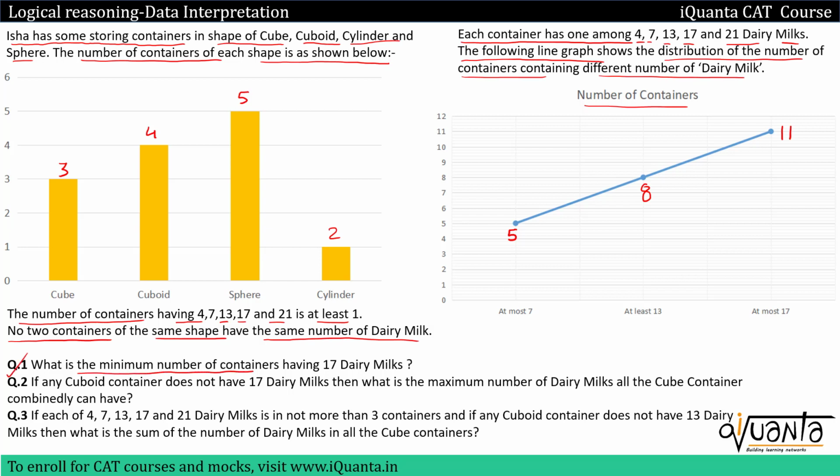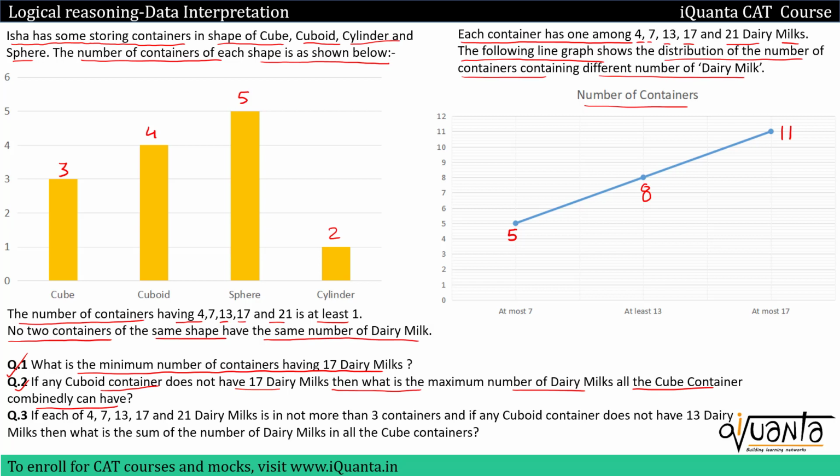First one is, what is the minimum number of containers having 17 dairy milks? So we need to find out the exact number of containers and what can be the possible number or maximum number of containers in which we can have 17 dairy milks. Then after that, if any cuboid container does not have 17 dairy milks, then what is the maximum number of dairy milks all the cube containers combinedly can have?